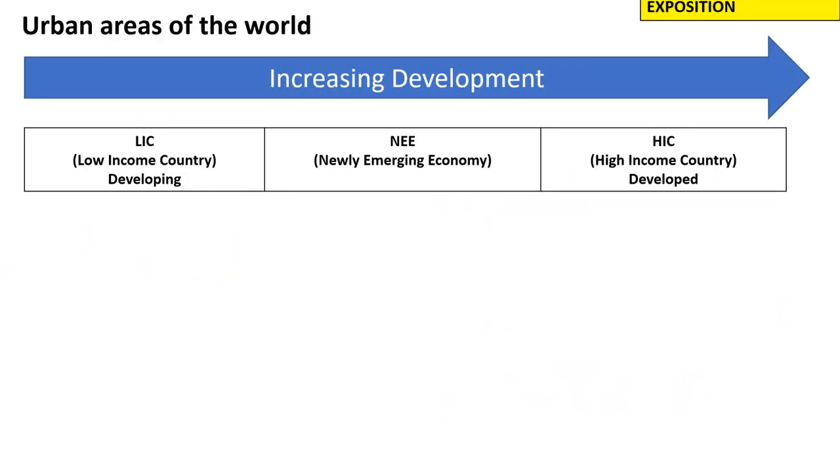Okay, you may have seen this before. As countries develop, the name of the country or the classification of the country changes. So we have the very poorest, less developed countries called low-income countries, the very richest, most wealthy developed as high-income countries, and those that are on the journey to development very fast are newly emerging economies.